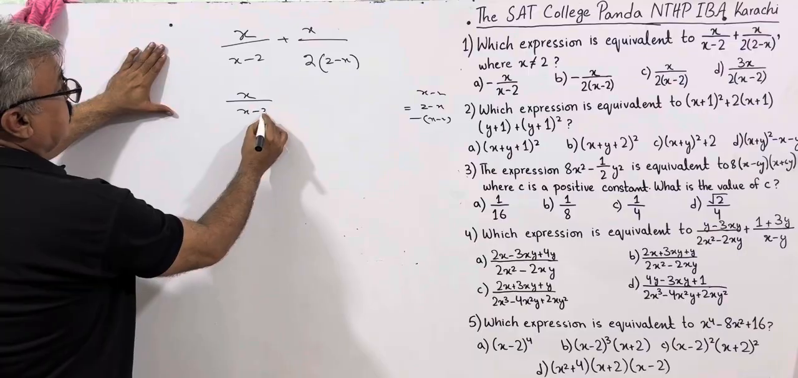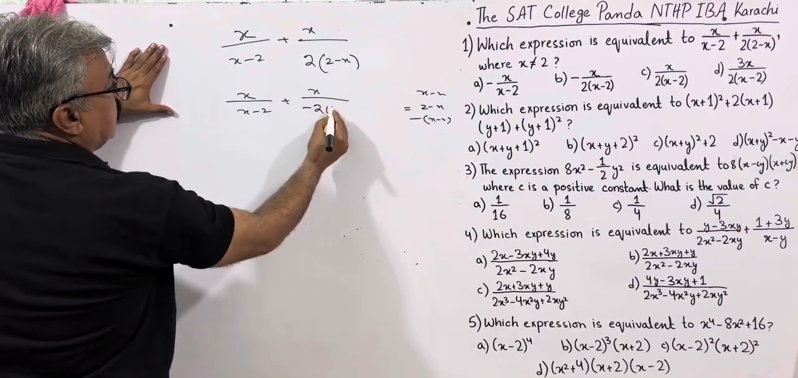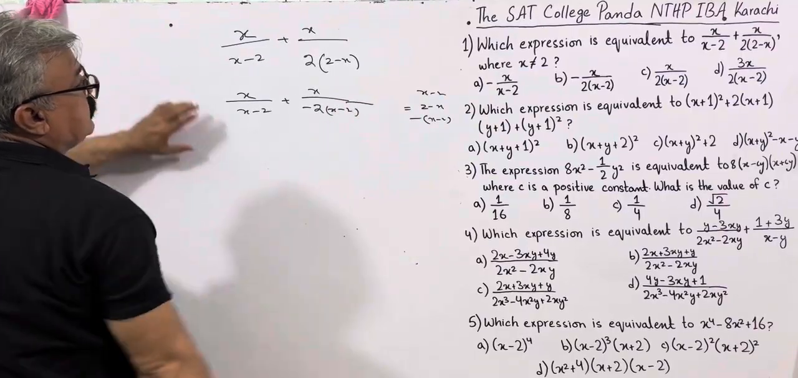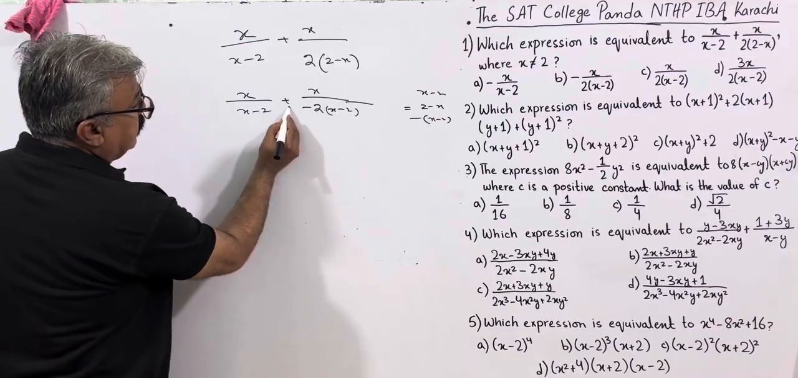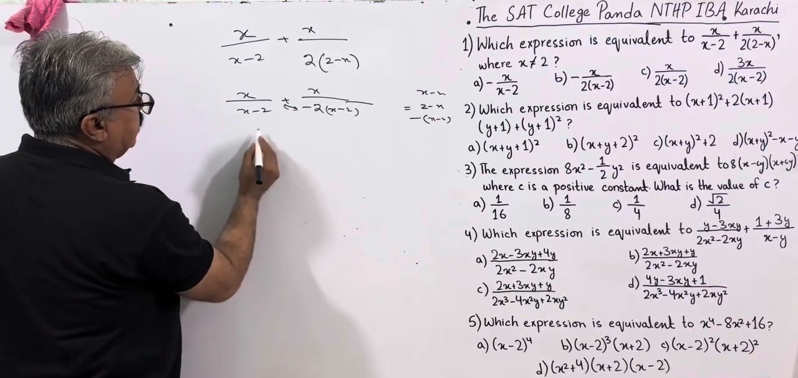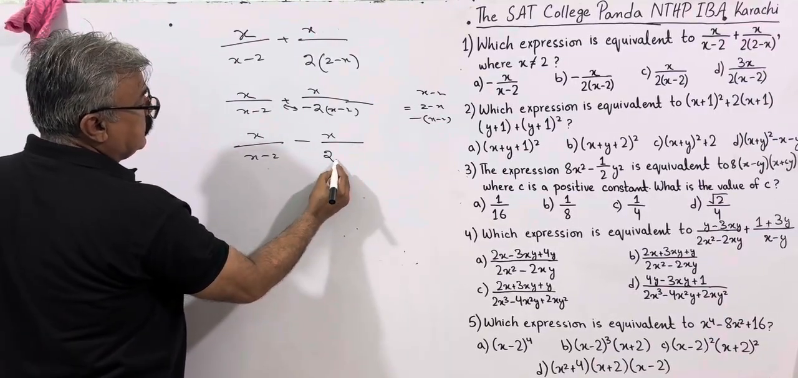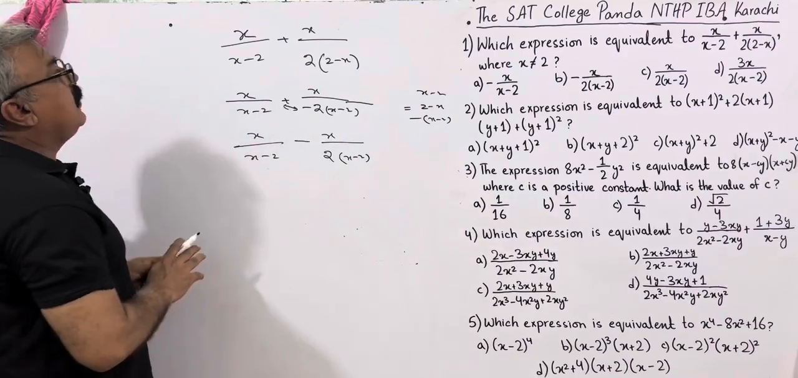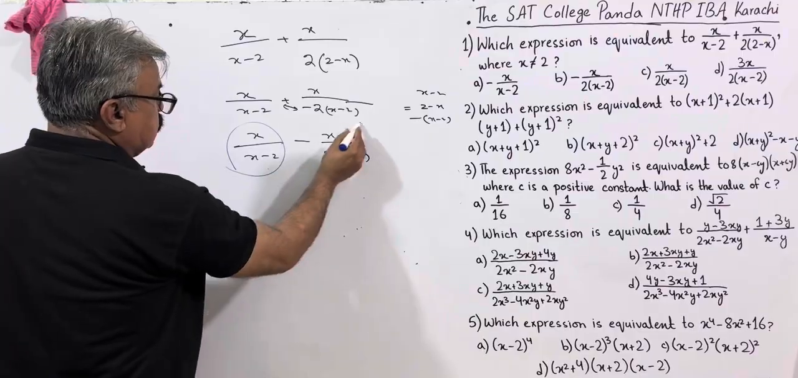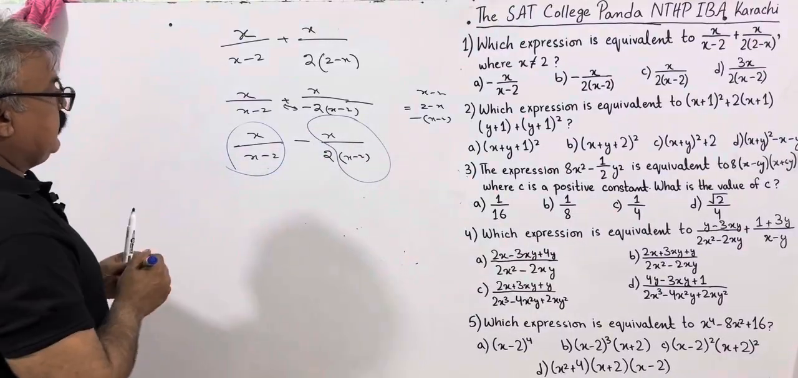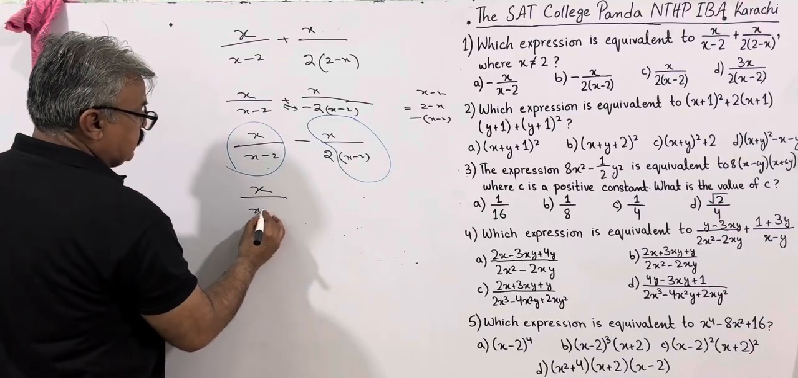X over x minus 2 plus x over, taking 2 common from here, it will become x minus 2. I have taken common from this 2 minus x, it will become x minus 2. Now minus plus, it will become negative. We have x over x minus 2, negative x over 2 times x minus 2. Wonderful. Now take x over x minus 2 common from these two expressions.